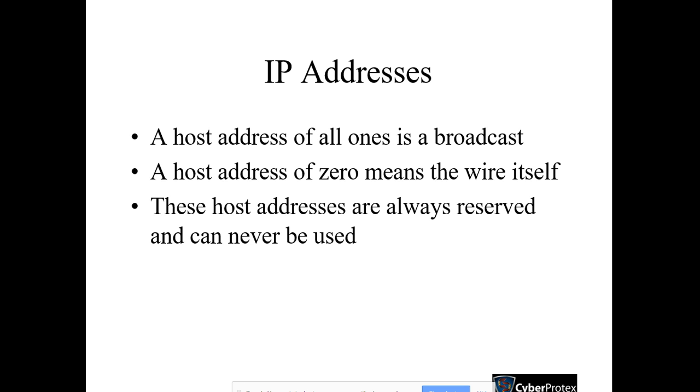A host address of 0 is reserved for the wire, and typically we see that like a 192.168.1.0, and then a slash gets us into this thing that's called CIDR notation, which is classless interdomain routing, CIDR, and we'll talk about that a little bit later. So these addresses are always reserved and can never be used. In addition to that, there's one other one. It's the local host, the loopback address, which is 127.0.0.1. And those are very specific things for IP addresses.